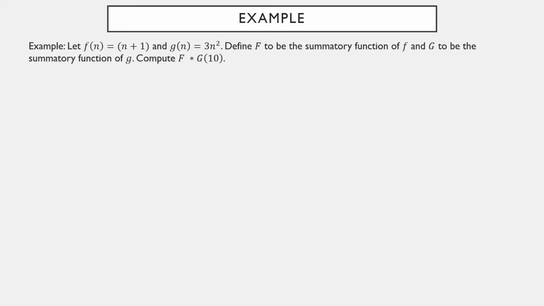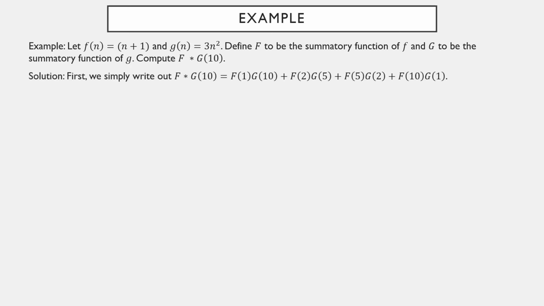More examples are good. Let f of n be n plus 1 and g of n be 3n squared. Define capital F to be the summatory function of f and capital G to be the summatory function of g. Compute the convolution f star g of 10. Now, unfortunately, neither f nor g are multiplicative, so there's not much to do except attack it directly.